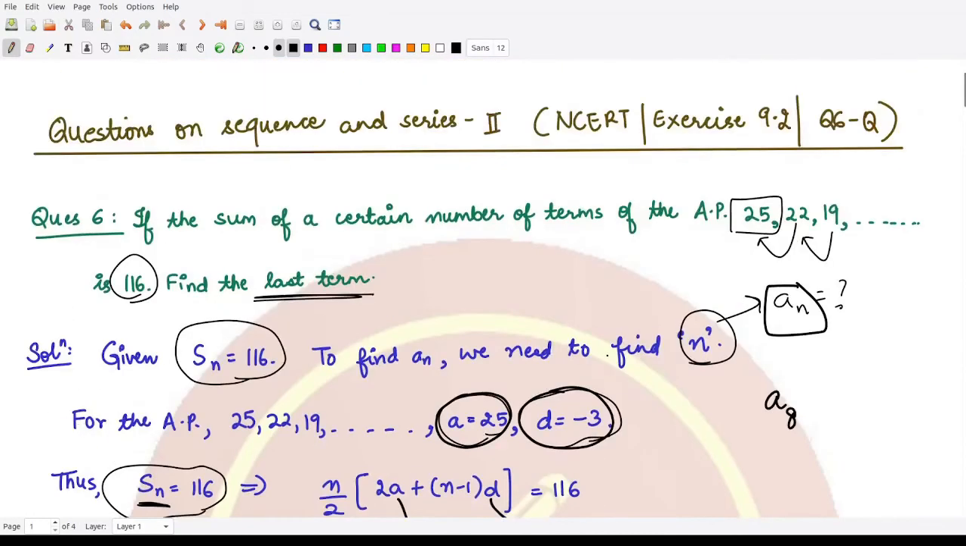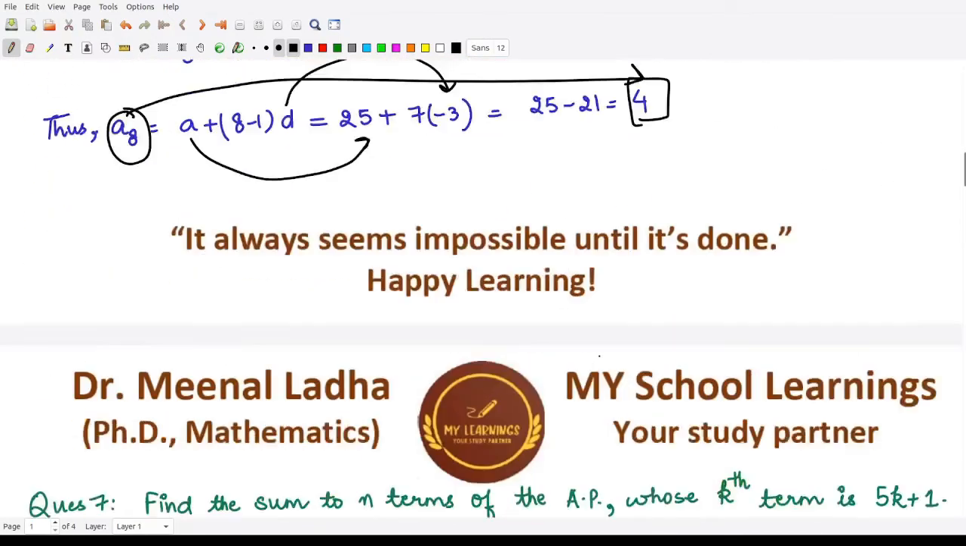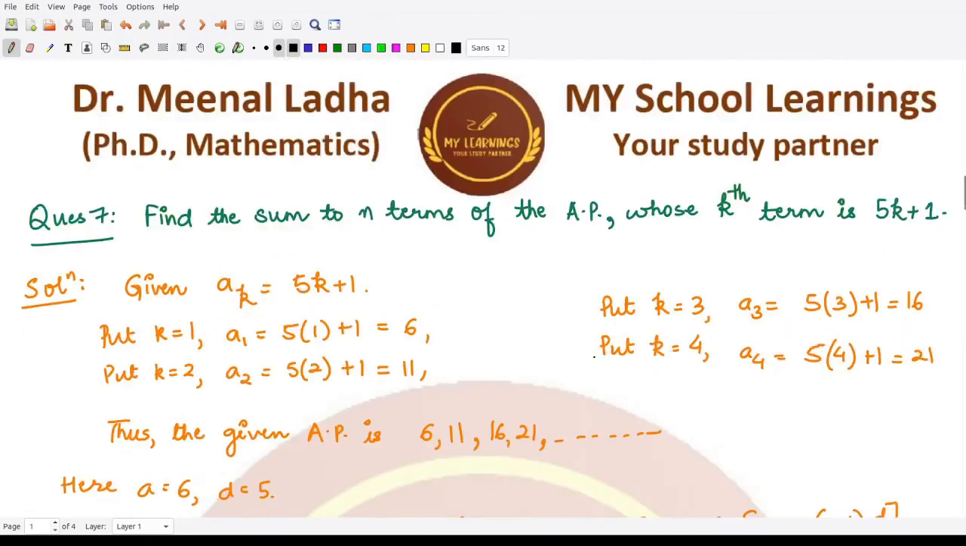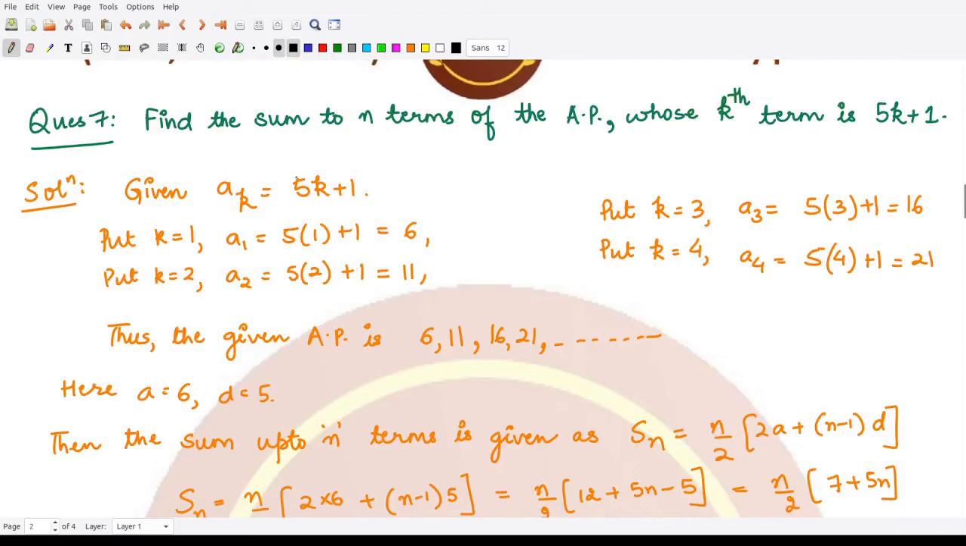Now let's move on to our next question, which is question number 7. Here they are saying find the sum of n terms of the AP whose kth term is given to us. We need to find the sum of n terms of the AP. We do not know the value of n, so we will find the answer in terms of n only.